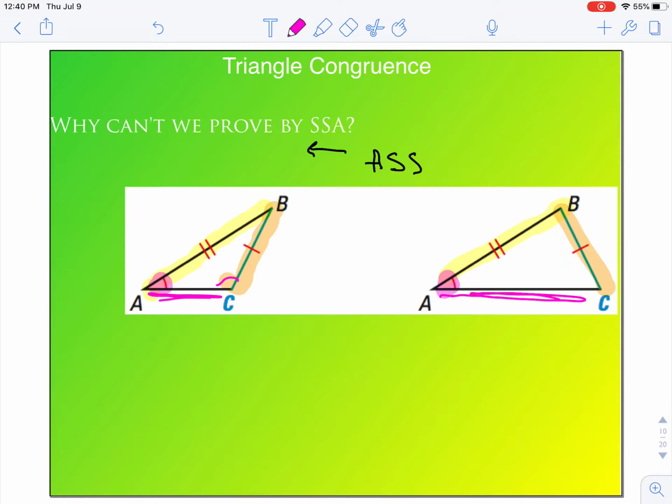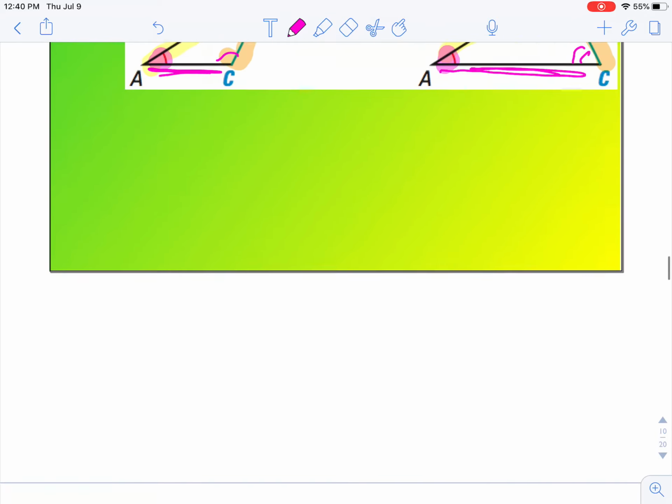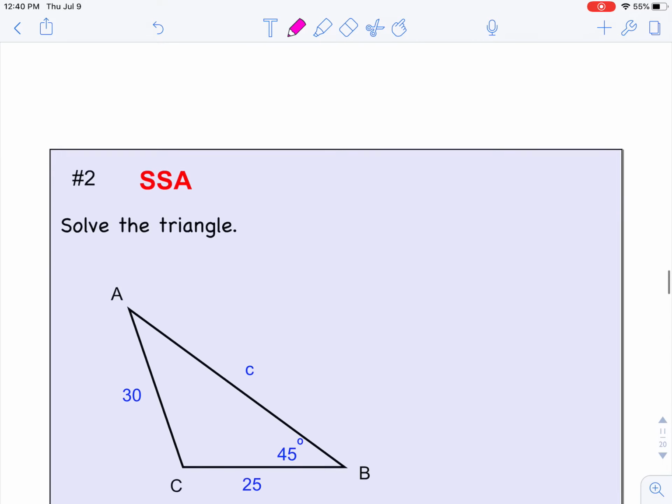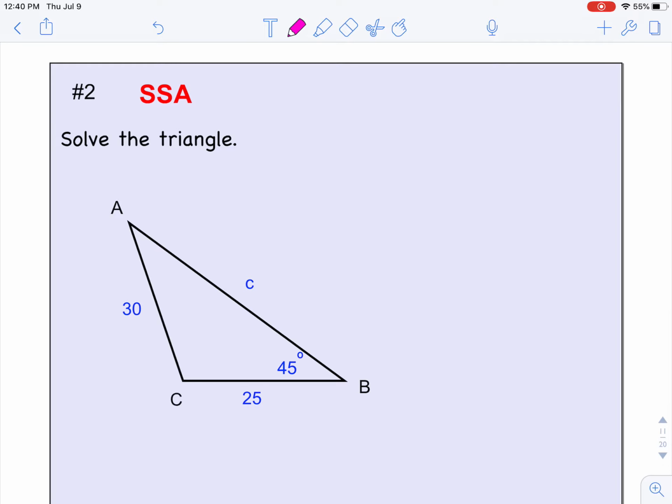And this is smaller, AC is smaller. If AC is larger, that means you have this acute angle. And so you have two different triangles, and so you don't have congruent triangles with side side angle. But we still can find missing pieces with side side angle. And so when we look at side side angle here, we may end up with an obtuse triangle, and that can be tricky.